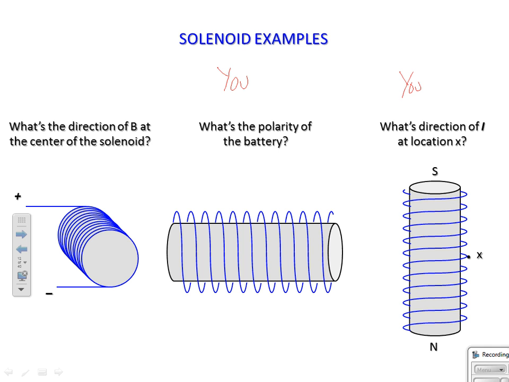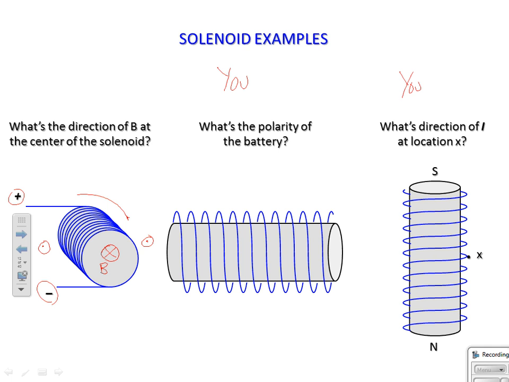So, let's see. What's the direction of the magnetic field at the center of the solenoid? Positive here, negative here. That means we wrap our right fingers this way. That means my thumb is pointing into the page. So, B on the inside looks like that. Hard to draw, but B out here would, of course, wrap back around. Good?